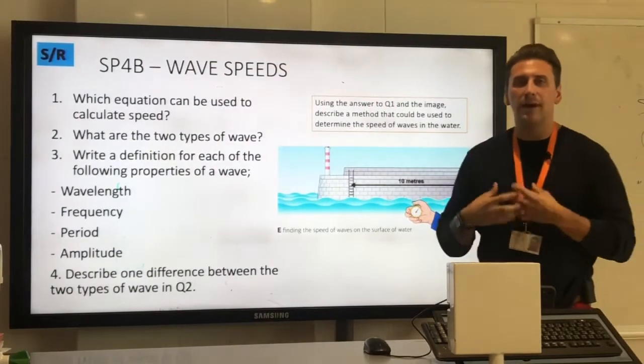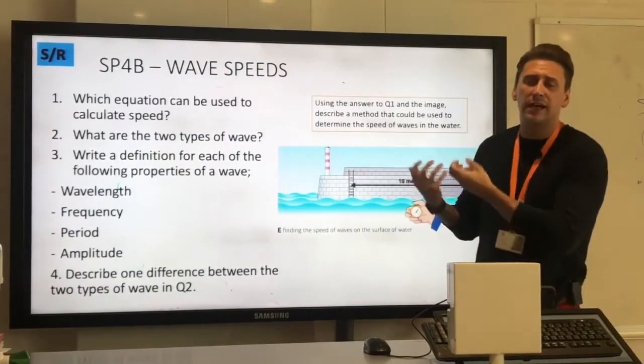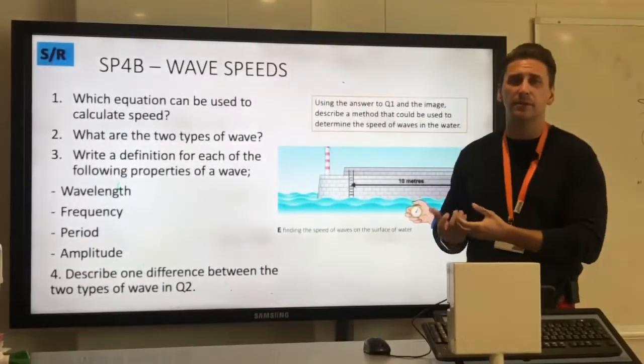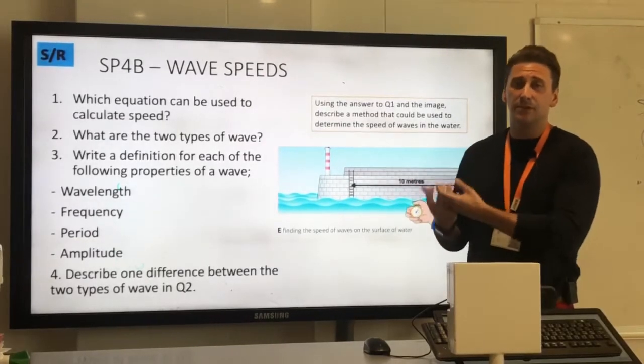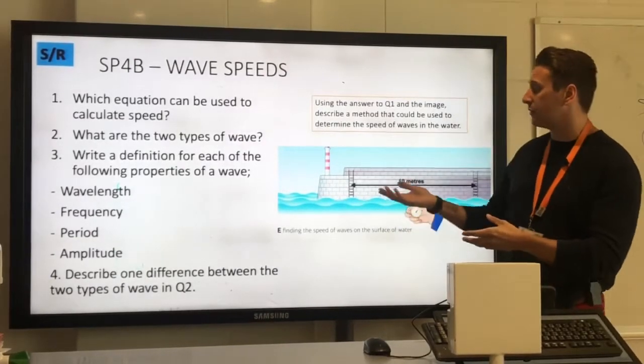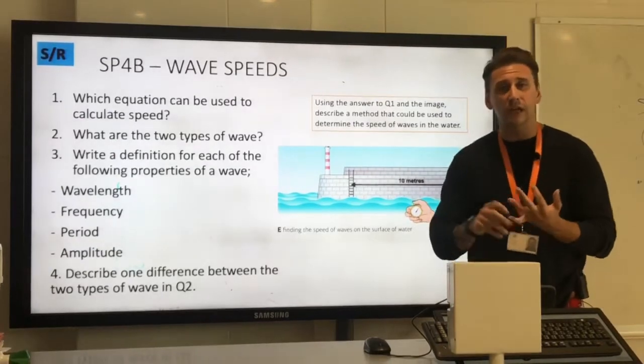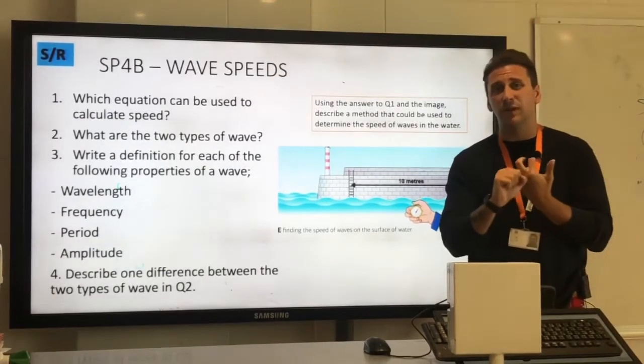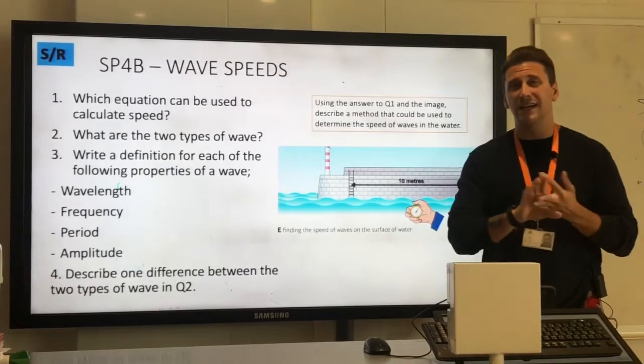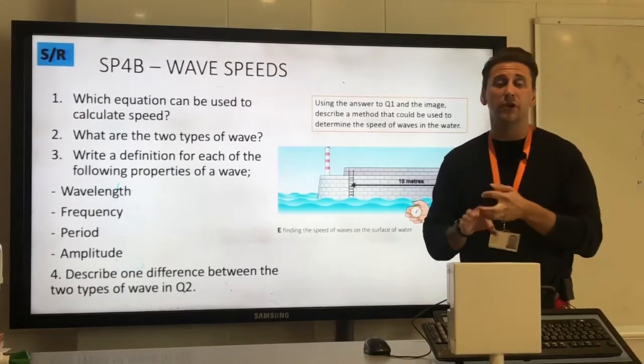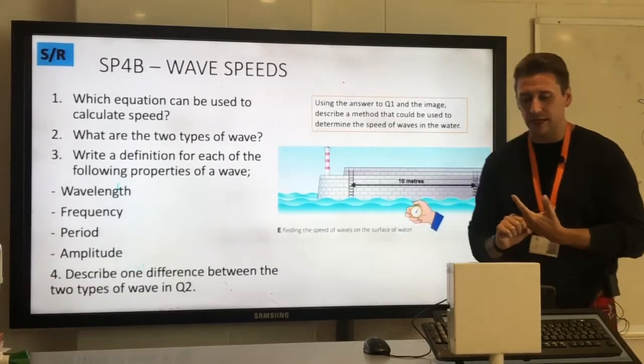So this section is all about how we can conduct investigations and experiments to calculate the speed of waves in different media. For example, the speed of waves in water, the speed of waves in the air, so in a gas, and also in solids such as a metal rod, which is what we do for the core practical in this chapter.